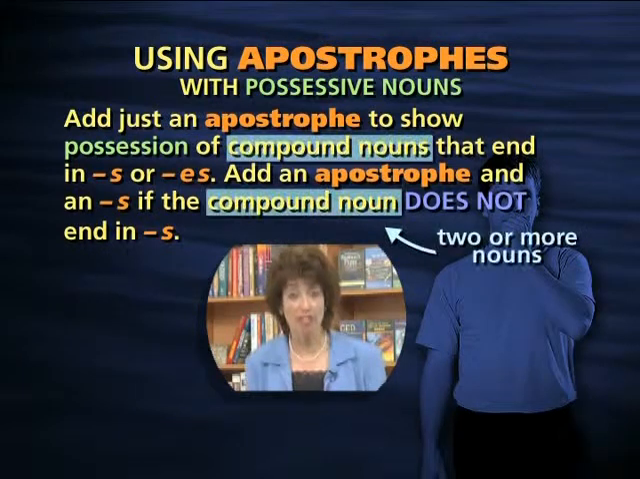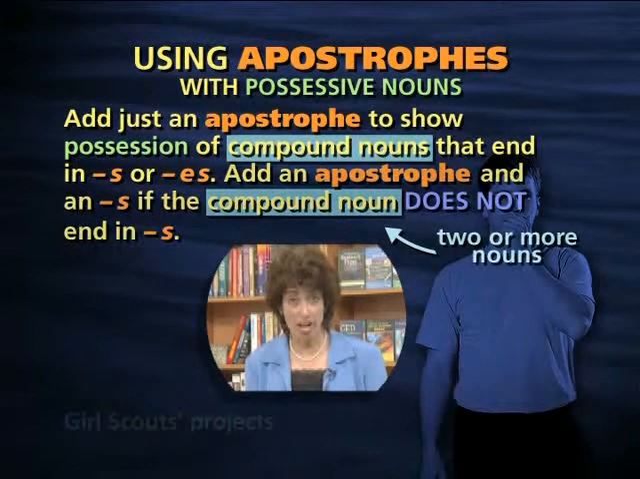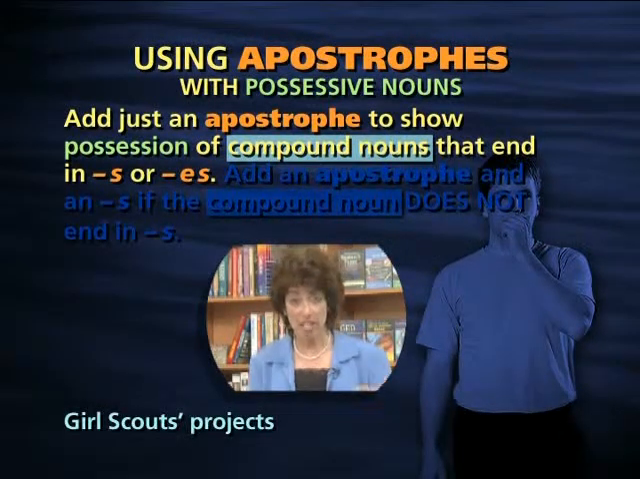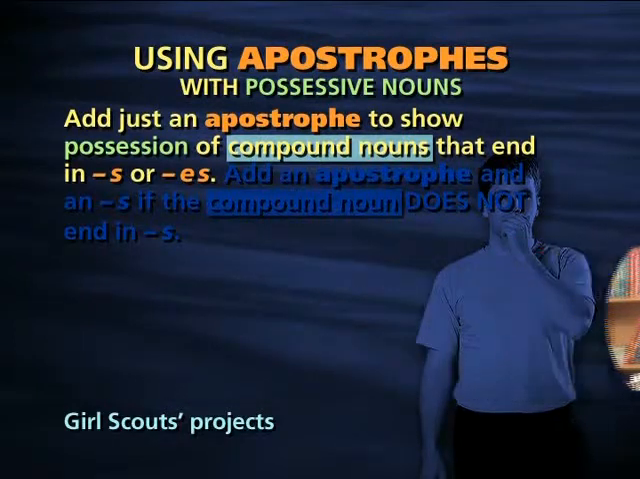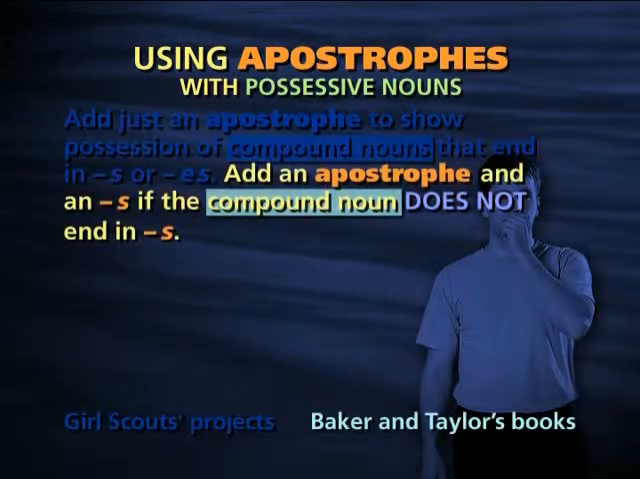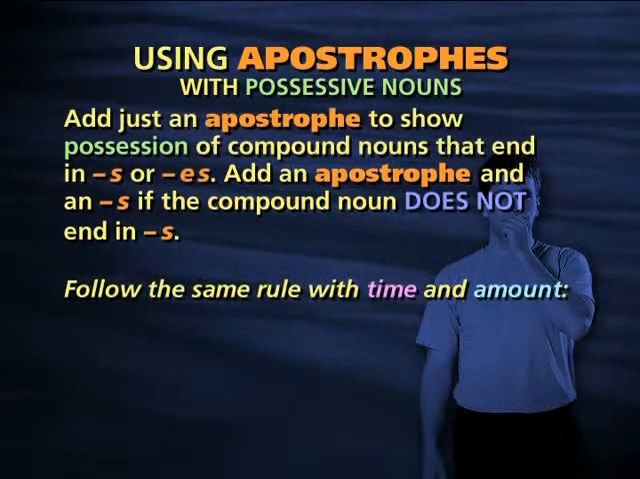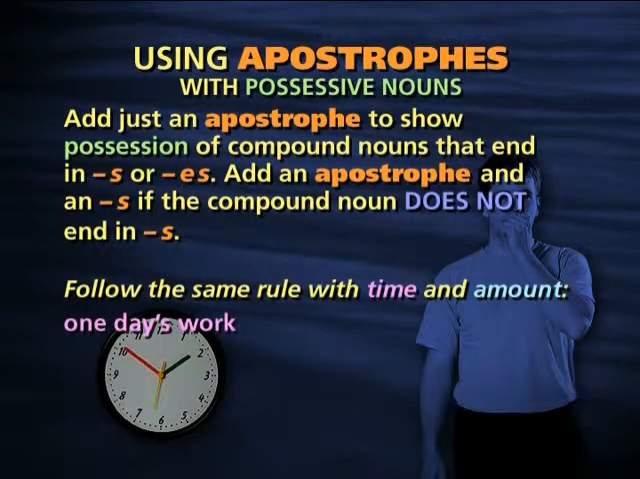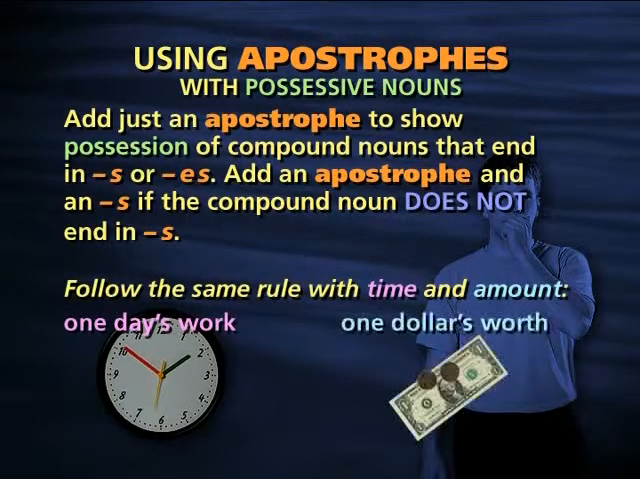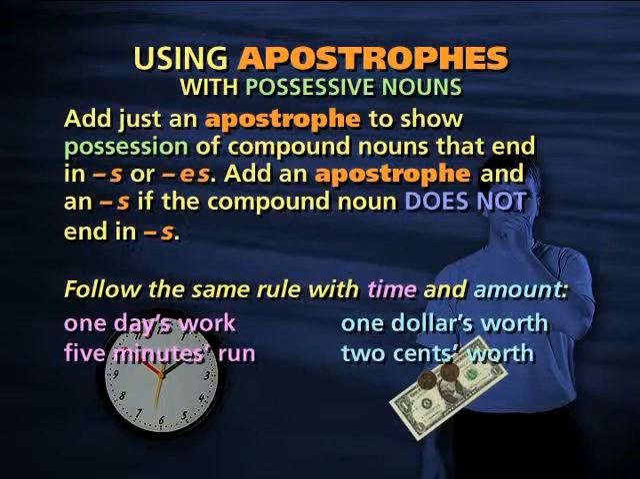Remember, a compound noun is 2 or more nouns. Girl Scouts, compound noun, Girl Scouts' projects. Baker and Taylor, 2 nouns, Baker and Taylor's books. Follow the exact same rule with time and amount. 1 day's work, $1's worth, 5 minutes' run, 2 cents' worth.